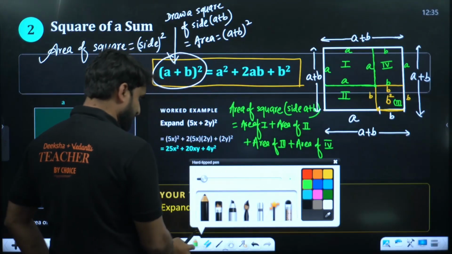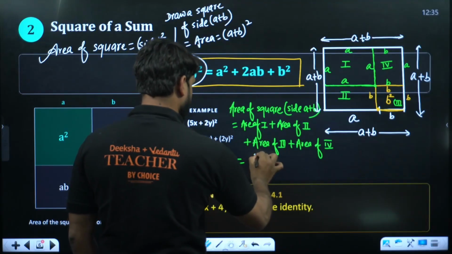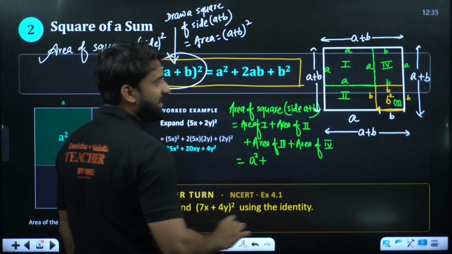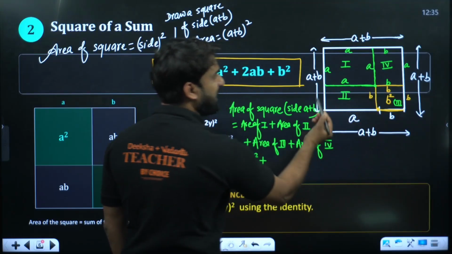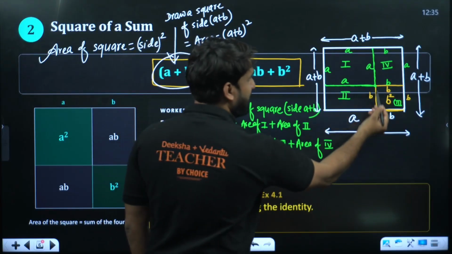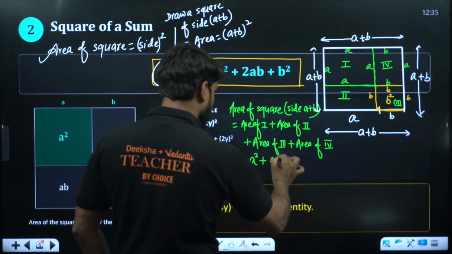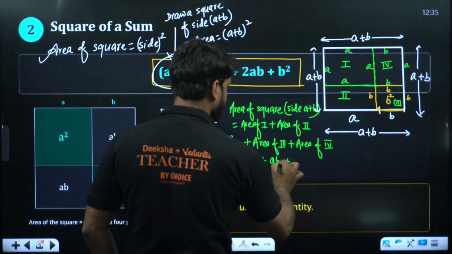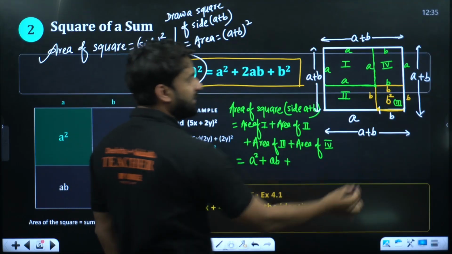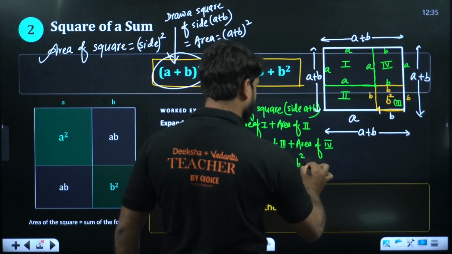The area of the first compartment will be equal to A square, because that is a square, plus the area of compartment 2. Compartment 2 is a rectangle, and we know the area of a rectangle is length into breadth. So we can write AB, because length is A and breadth is B. Plus the area of compartment 3. Here we have B square, because it is a square of the small side.